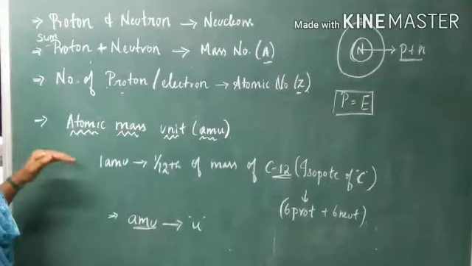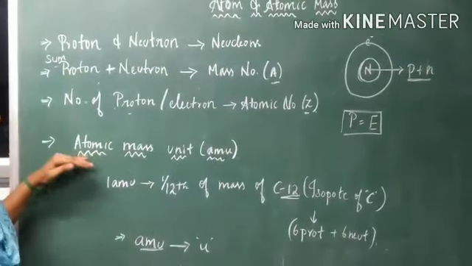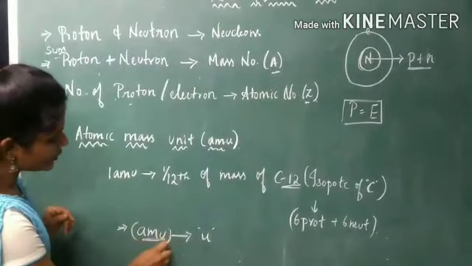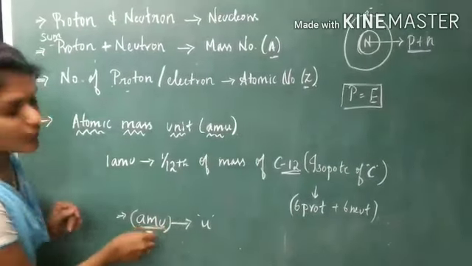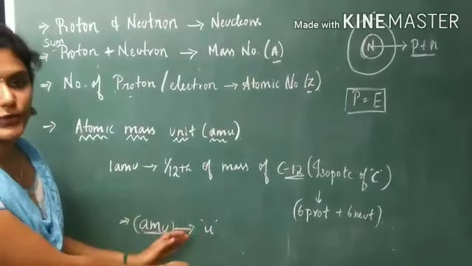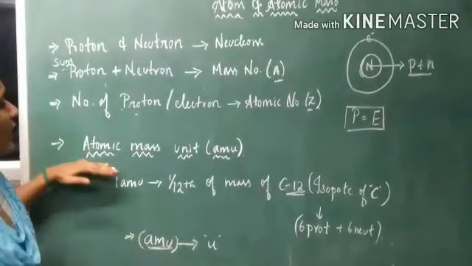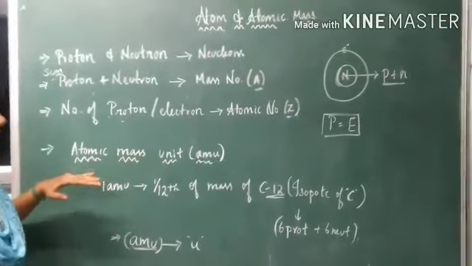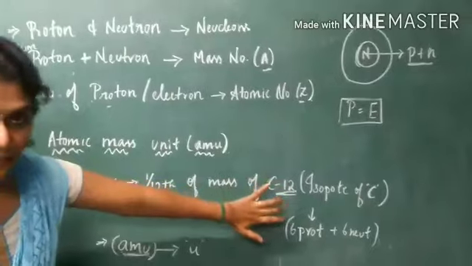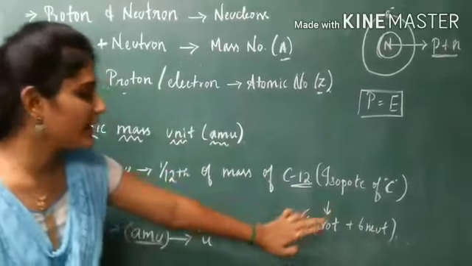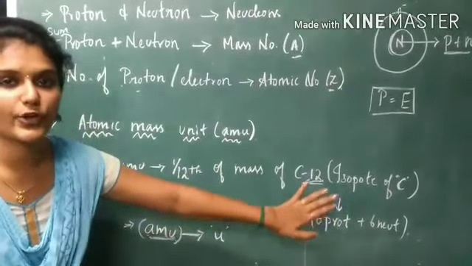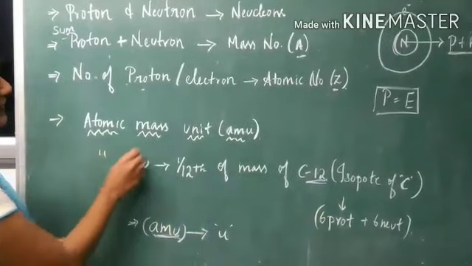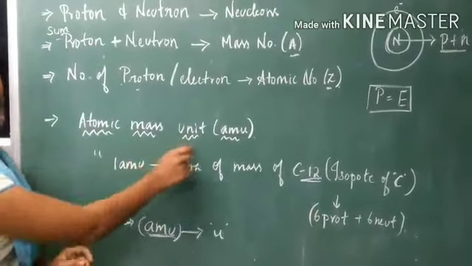Next, we represent the atomic mass unit as AMU, which is now written only as u. That's it. One atomic mass unit is defined as 1/12th of the mass of carbon 12, an isotope of carbon that consists of 6 protons and 6 neutrons. This is the definition of one atomic mass unit.